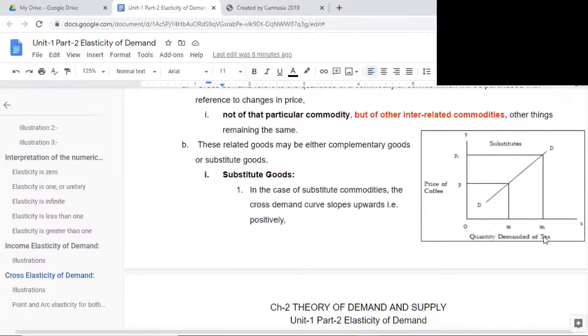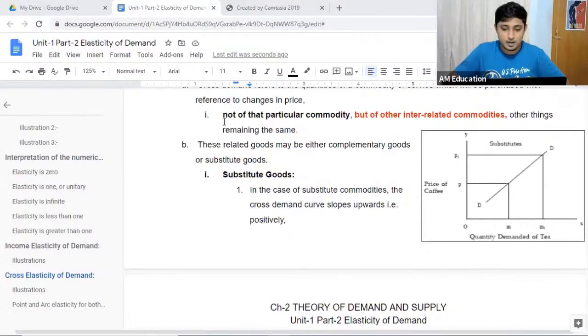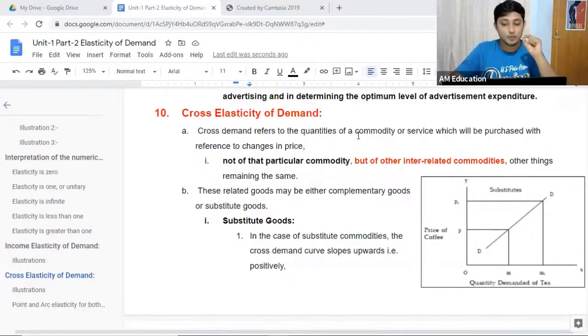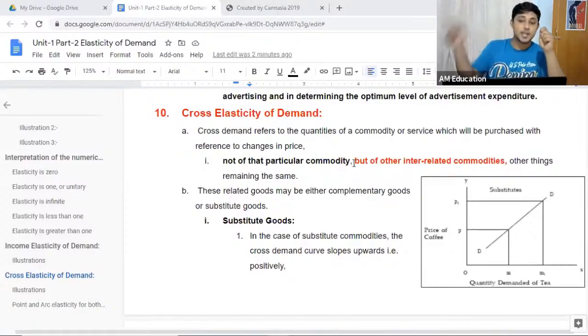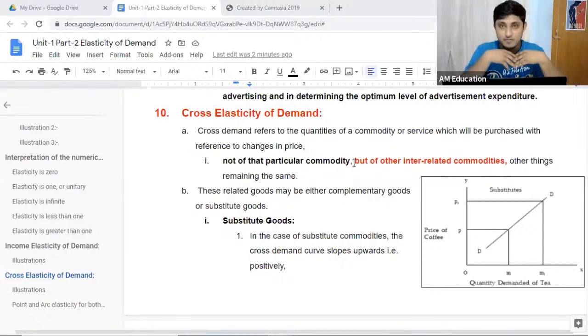Cross demand refers to the quantities of a commodity or a service which will be purchased with reference to the change in price, not of this particular commodity or service, but of other interrelated commodities, while other things remain the same. So what is he telling? Cross demand refers to the quantity of a commodity or service that will be purchased with reference to the change in price of other interrelated commodities. How will my demand be affected with respect to the related goods?